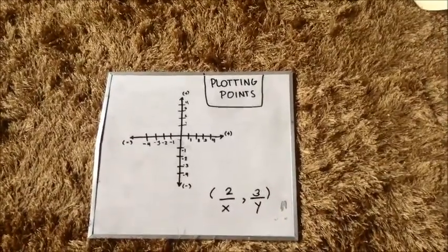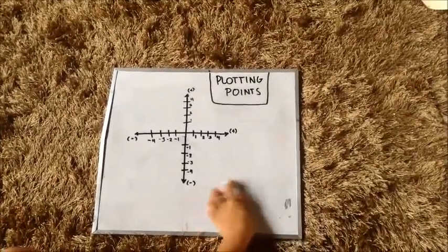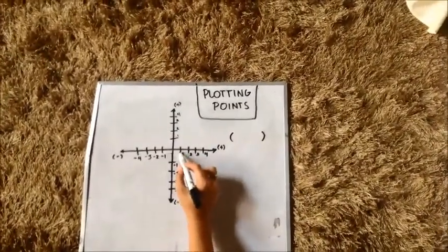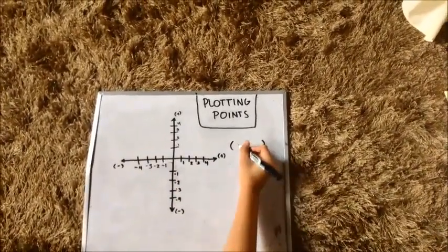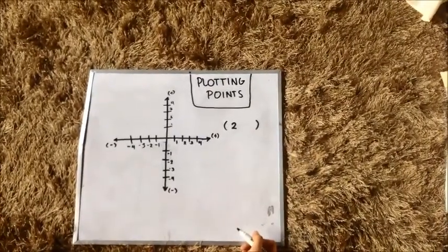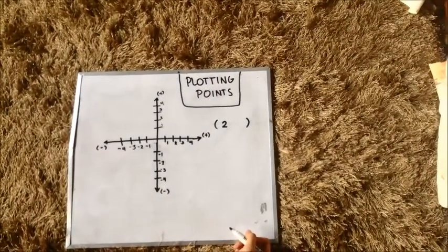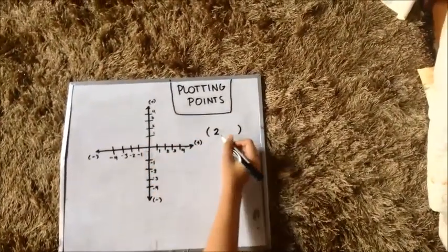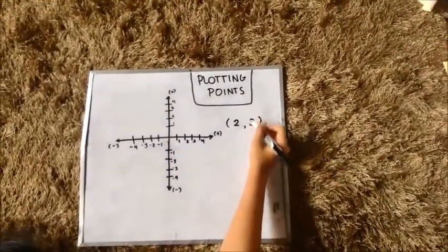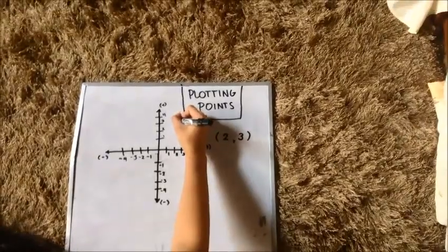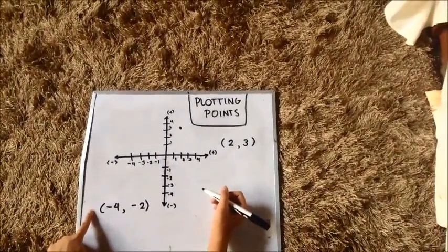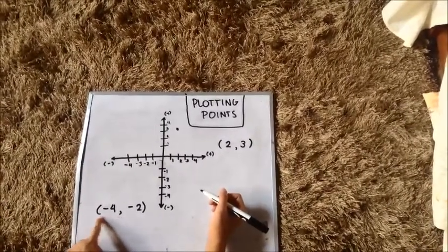Plotting a point starts at the center. From the origin, count 1, 2. There you have your x. Since y is positive, I'm going to move up to 3. 1, 2, 3. So now we have our ordered pair. Done.